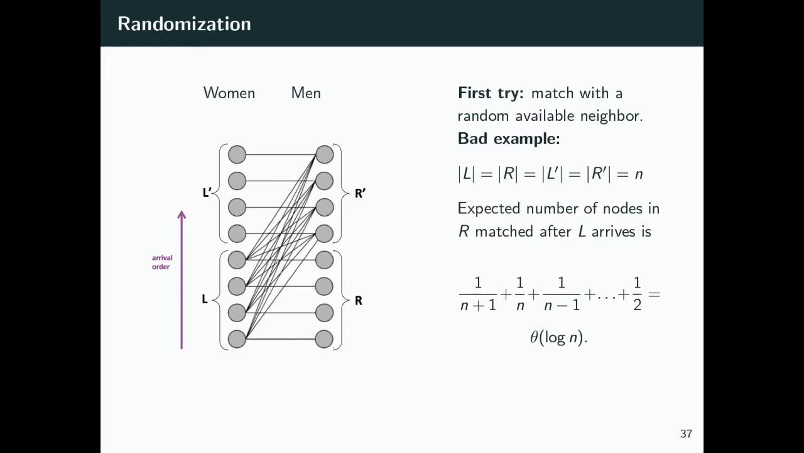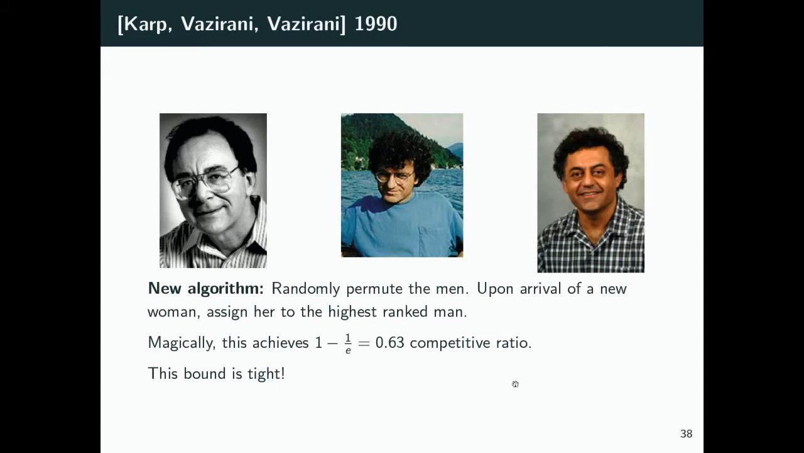So in an ingenious result by Dick Karp, Umesh Vazirani, and Vijay Vazirani, they actually came up with a different randomized algorithm that gets a significant improvement over the 50%. And what is their algorithm? What they do is initially they randomly permute the men, and then when a new woman arrives, they assign her to the highest ranked available man that she's compatible with.